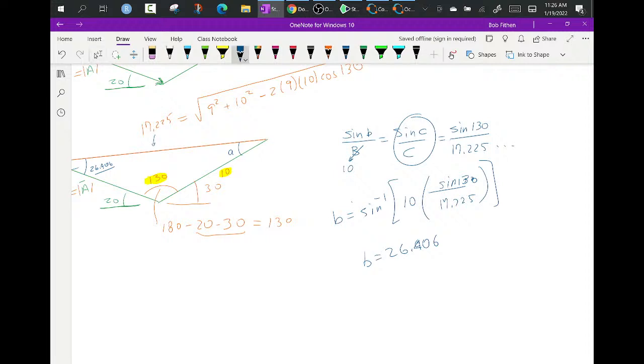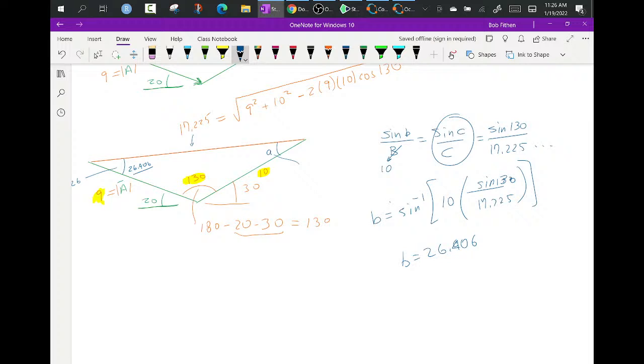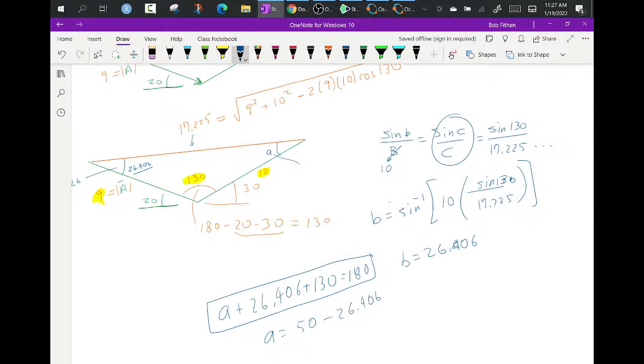So the last thing I've got is A. Now there's two ways you can get A. You can go back to law of sines, or you can say A plus 26.406 plus 130 equals 180. And you could extract that out and say A is equal to 180 minus 130, which gives you that 50. I'm sorry, 50 minus 26.406. We're going to do this two ways anyway.